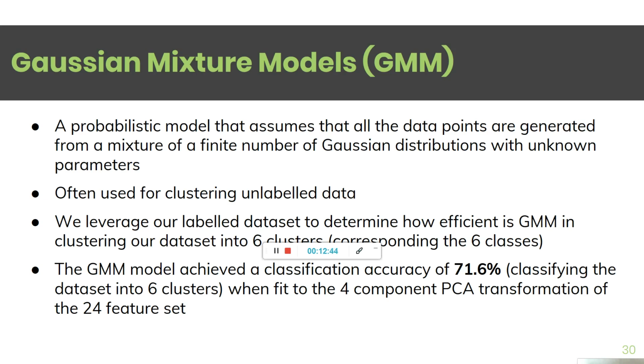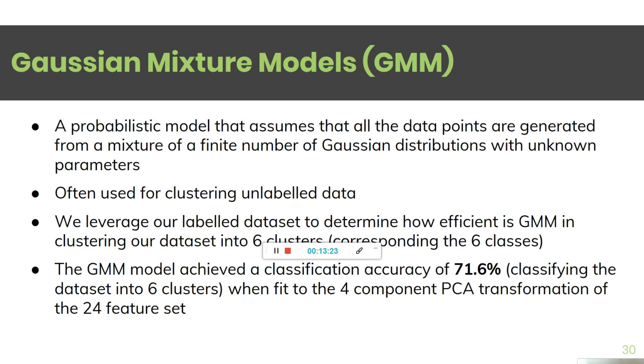And the reason why we're choosing 6 is that we know from our labels that we only have 6 classes. So we're trying to see whether our data set actually fits within 6 clusters that are distinct enough for us to be able to separate them. And in doing so, we found that the Gaussian mixture model achieved a classification accuracy of 71.6% in classifying our data set into the 6 clusters when we fit it on the 4-component PCA, or principal component analysis, transformation of the 24 features. And we'll talk more about the PCA soon.